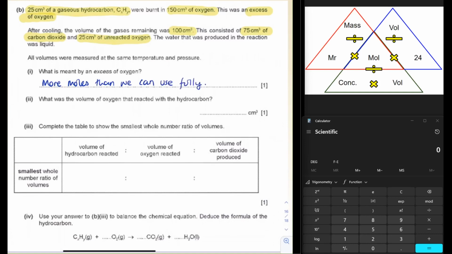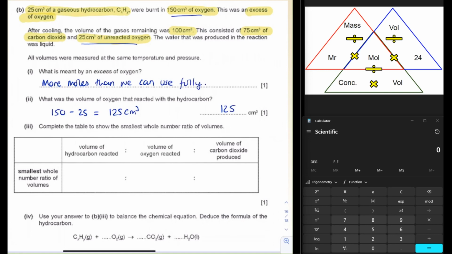So for the next question, what was the volume of oxygen that reacted with the hydrocarbon? Well, we've highlighted that we started off with 150 centimeters cubed, and it's telling us that we ended up with 25 left over. So if we do 150 minus 25, that will give us 125 cm cubed. So we used 125 cm cubed.